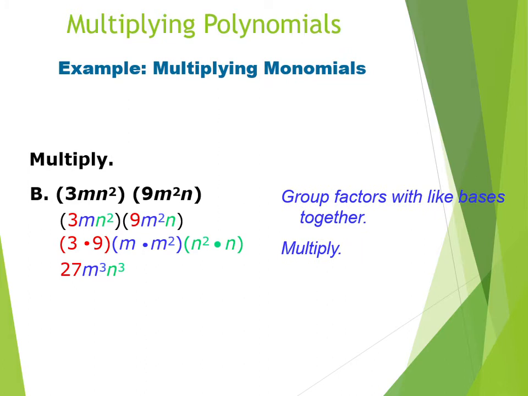Say for example, we have here letter B. You just need to multiply only, and we have here two variables, but it is still a monomial. So say for example, you have 3m times n squared times n times 9m squared times n. As you can see here, we have the same variables, which are m and n. So the first thing to do is you have to multiply the numerical coefficients. What are the numerical coefficients here? We have 3 and 9. So all you have to do is simplify that first. 3 times 9, you will be having 27.